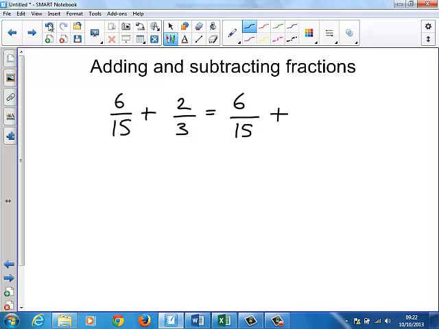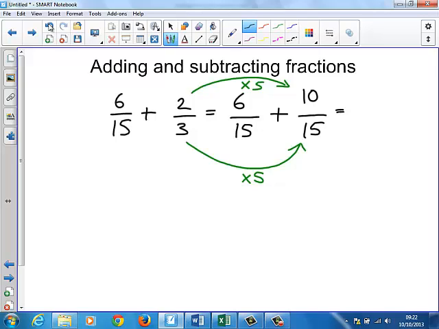How do we rewrite 2/3 as a number over 15? Well, what we do is we look and we say, what are we multiplying this by to get 15? And the answer is 5. So we need to do exactly the same with the numerator. So 2 multiplied by 5 gives us 10. So now we can say that 2/3 is equivalent to 10 over 15.